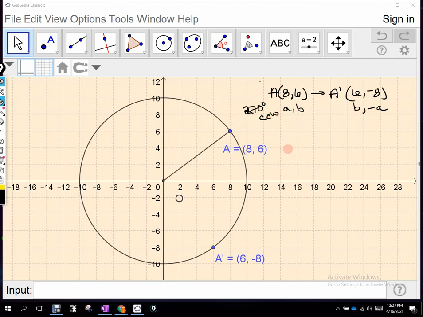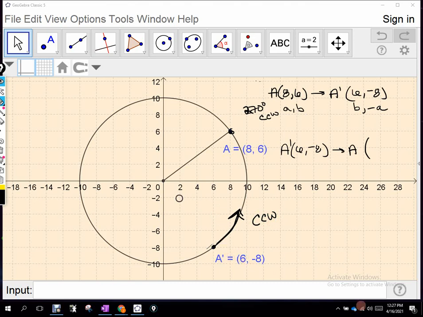Now, if I start, let's think about this. Let's start with A prime as 6, negative 8, and I want to get back to A. Can I rotate this thing? So if I want to start, let's say this is my pre-image, and I want to get to that. Can I rotate that direction? And that direction would be counterclockwise, right?